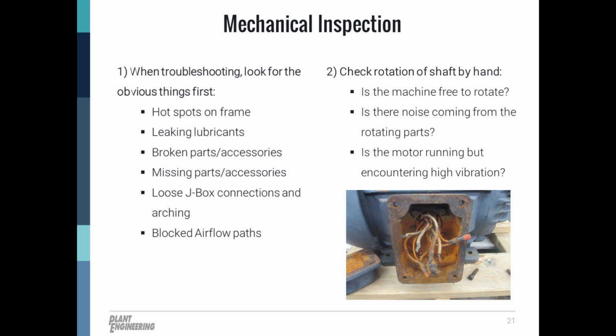So once the basic visual inspection has been performed, move on to check for rotation of the shaft by hand. Is the machine free to rotate? If you cannot rotate the motor shaft when coupled to your driven machine, then uncouple the motor and check for free rotation of the motor shaft, and listen for any noise coming from the rotating parts. A lot of times it's easy to hear or even feel a bad bearing or rotor dragging inside the stator.